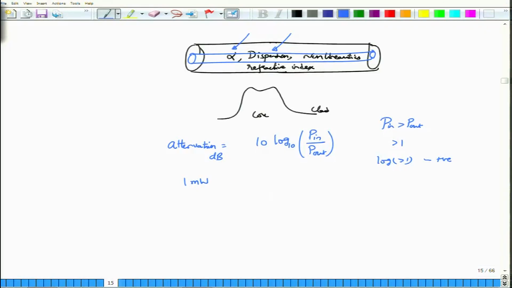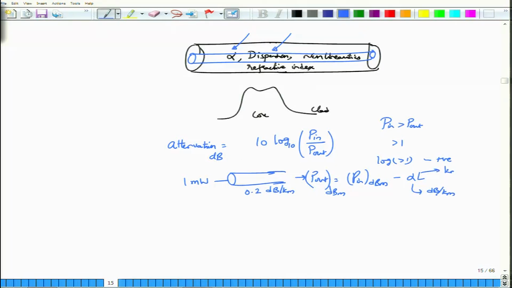But we do know that if I send in 1 milliwatt of power through a fiber whose attenuation is about 0.2 dB per kilometer, then the output power, measured in dBm scale, will be equal to the input power, also measured in dBm scale, minus alpha times L, where alpha is measured in dB per kilometer and L itself is measured in kilometers. So, the output power will have to be subtracted by putting this negative sign. Please keep that in mind.